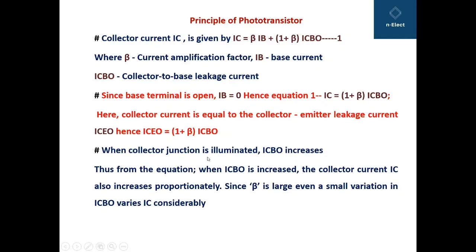When the collector junction is illuminated, or light is incident on it, ICBO increases. Thus from the equation, when ICBO increases, the collector current IC or ICEO increases proportionately. Since beta is large, even a small variation in ICBO varies IC or ICEO considerably.